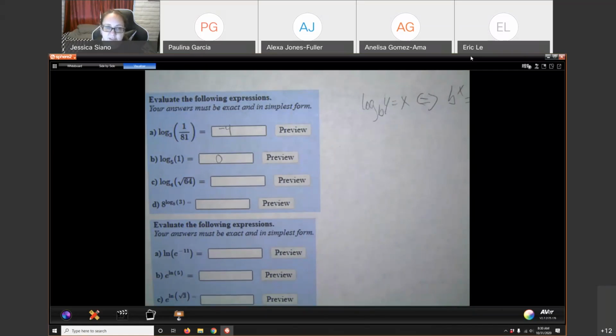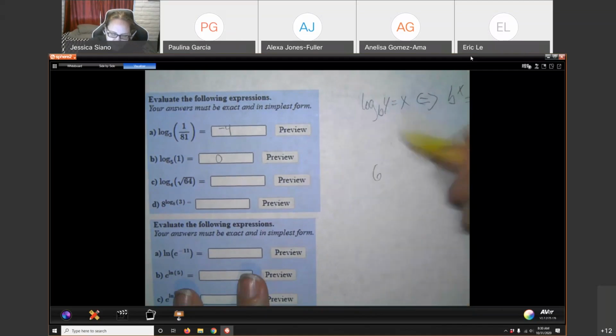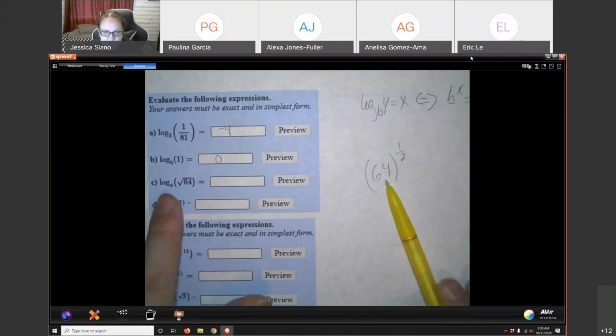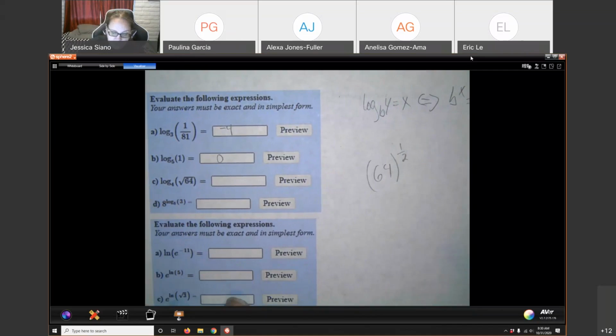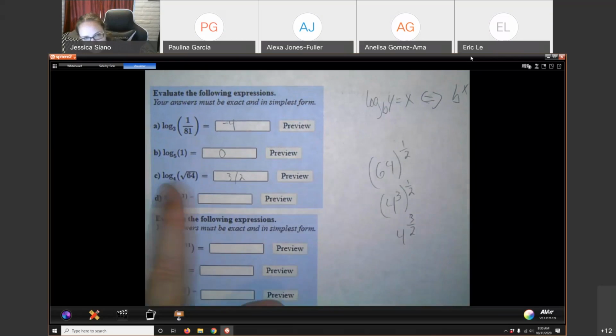Four to what power is the square root of 64? So I'm going to rewrite that 64, because that is 64 to the 1/2. The square root is the same as to the 1/2, right? But I can also rewrite 64 so that it is base 4, because 64 is 4 to the 3rd. And then remember, when we take a power to a power, we multiply. So then that would be 4 to the 3/2. Which makes sense, because 4 to the 3rd is 64, and then the 1/2 from the square root.